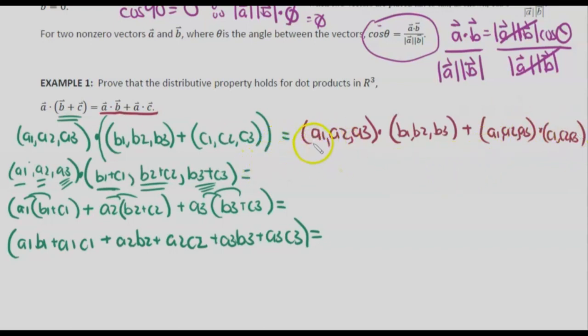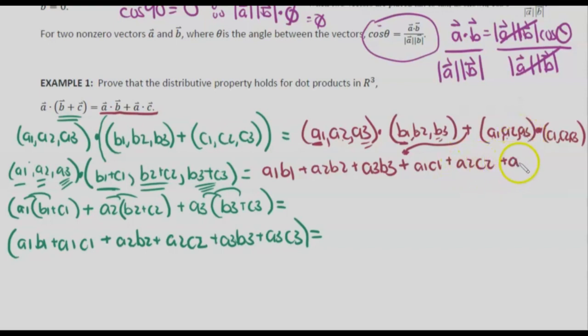So let's go ahead and multiply each component. We have A1 B1 plus A2 B2 plus A3 B3. Then we're going to do the dot product of the second two, so we're going to do a big plus sign that just comes down. We're going to do the dot product of A dot C, so we have A1 C1 plus A2 C2 plus A3 C3.